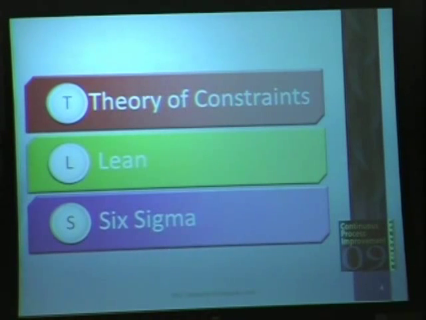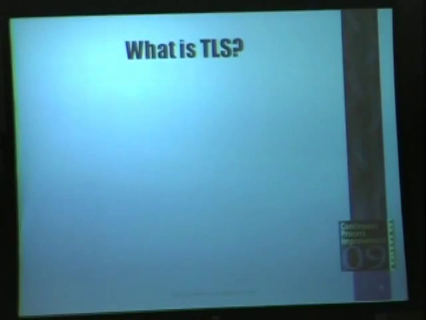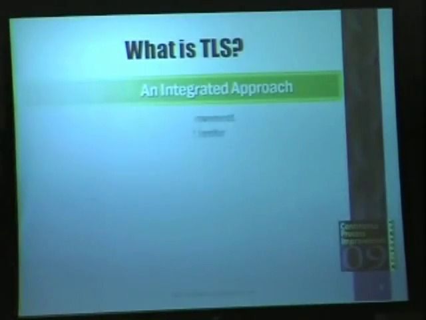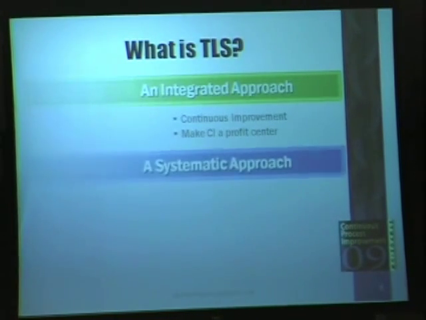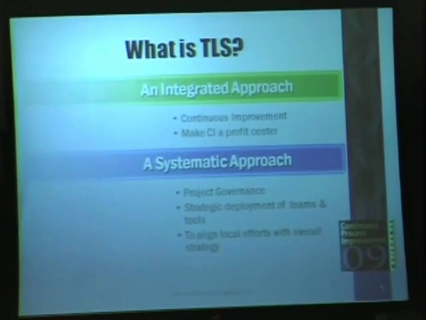Now, TLS, as you've heard already, stands for Theory of Constraints, Lean, Six Sigma. There's way too many words there, so we had to have an acronym. What is it? TLS is an integrated approach to continuous improvement. The core idea is to make continuous improvement a profit center. So many times when we do continuous improvement programs, we set up an organization and it's a cost center.